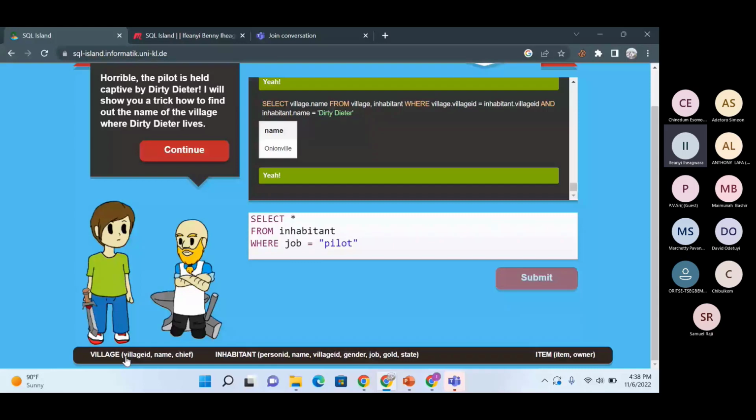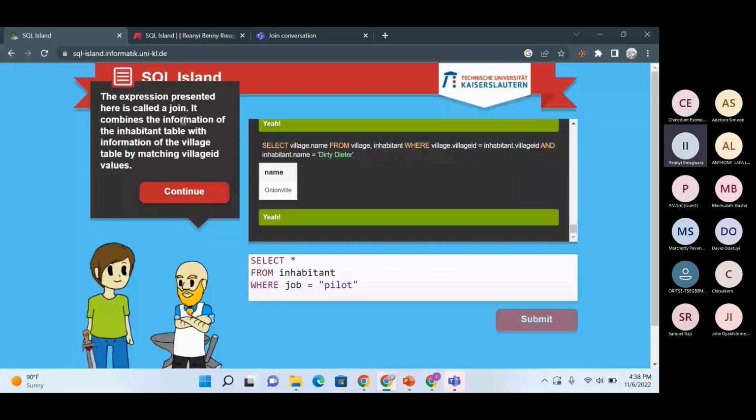We expect that they are both the same thing. So this one is a primary key, and the other one is a foreign key to this table. So that's where it was joined. And then we find out which of the inhabitants' names is here. It gave us the name of the village, Onionsville. So it's called a join, and it combines tables together.